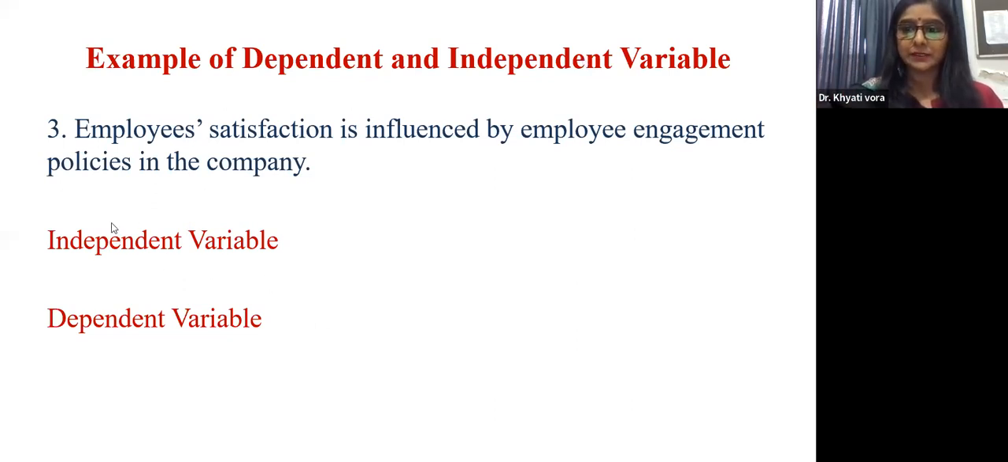So what is the independent variable here? Among employee satisfaction or employee engagement policies. Yeah, satisfaction is the dependent, and the independent variable is the employee engagement policy. And we want to know if we change some employment policies, will there be any effect on the employee satisfaction? That is what we are studying. Okay.